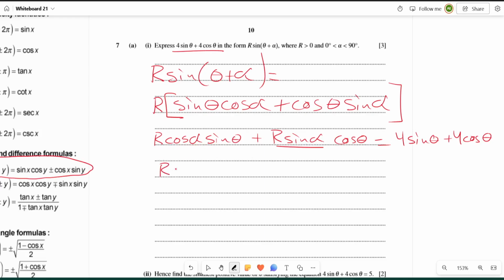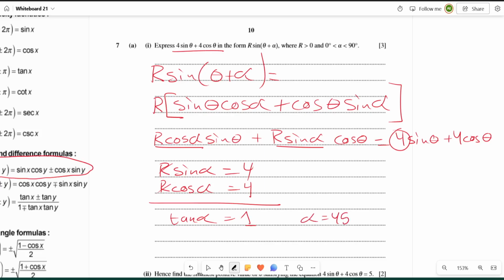Let's do this part first. We're going to have r sine alpha equal to this 4. So it's equal to 4. And we have r cosine alpha is equal to also this coefficient, so it's equal to 4. What I can do is divide both equations together, so the r's are going to cancel. Sine over cosine is basically tan alpha is equal to 4 over 4, which is 1. To get alpha, shift tan of 1, that is going to give me alpha as 45 degrees.